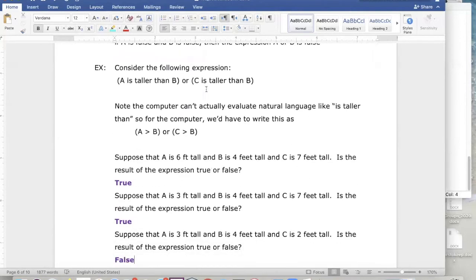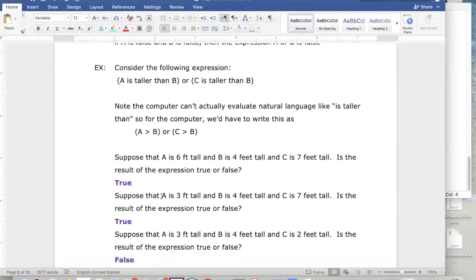Let's go back to our taller than example. Suppose we want to check to see, is A taller than B or is C taller than B? And remember, the computer can't actually evaluate things like is taller than, so we can use the relational operator to connect them. Let's say that A is 6 feet tall and B is 4 feet tall and C is 7 feet tall. So in that case, 6 is bigger than 4, the first expression's true. 7's bigger than 4, so the second sub-expression's true. And it's true that at least one of those two things is true, so the overall answer will be true.